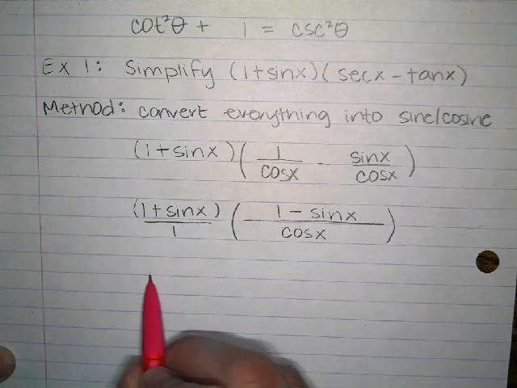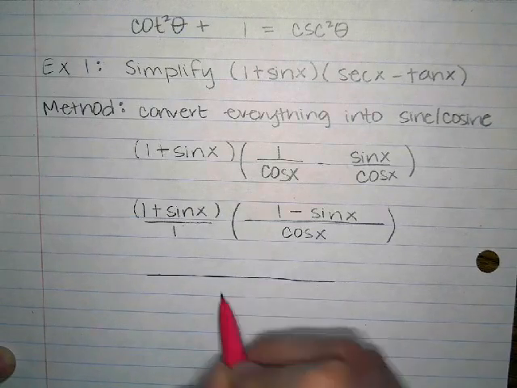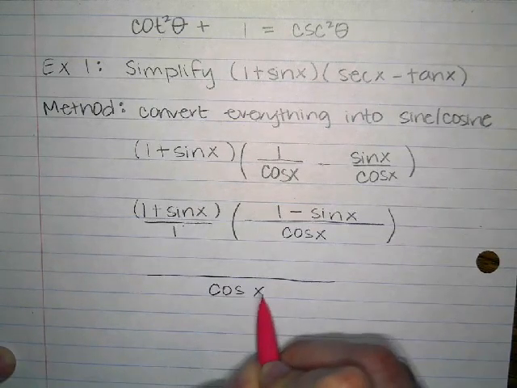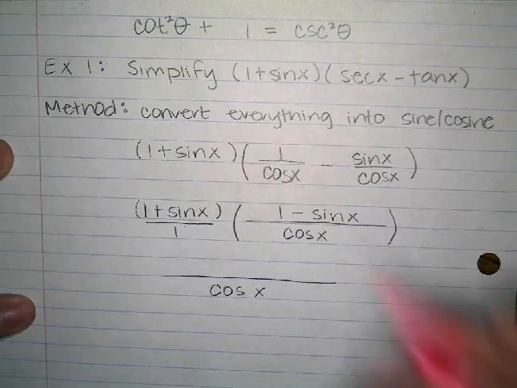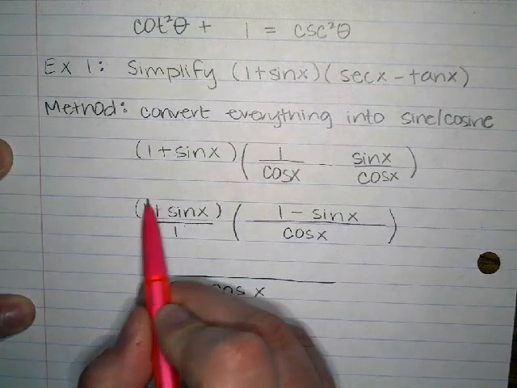And if I multiply the tops together, I'm going to have to FOIL. Make sense? I'm going to have to FOIL. So I've got 1 multiplied by 1. I've got 1 multiplied by negative sine.